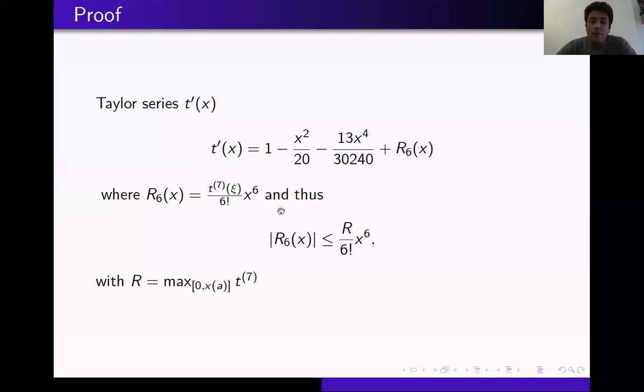In particular, upper bounding this, it's bounded by some constant R times x to the 6 over 6 factorial, where R is a number which can be more or less hard to compute, but still is a number. We know this is an analytic function, and so this is just the maximum of the seventh derivative of t in this closed compact interval [0, x] of a.